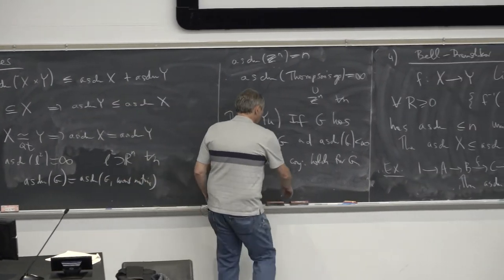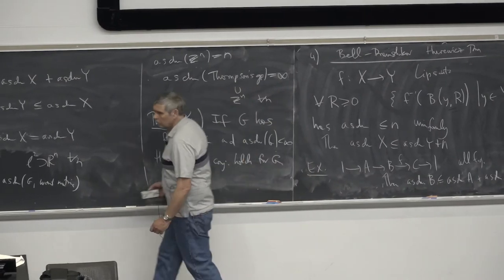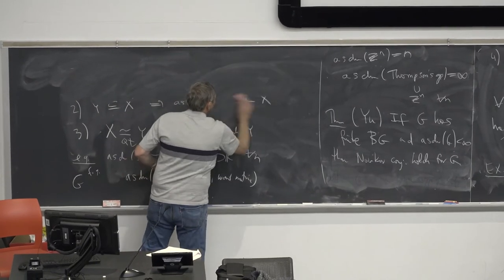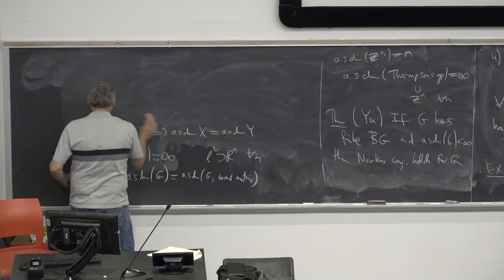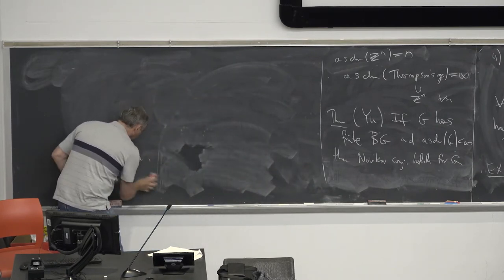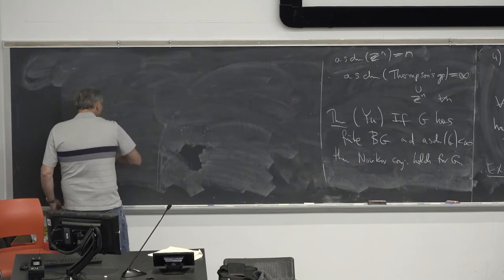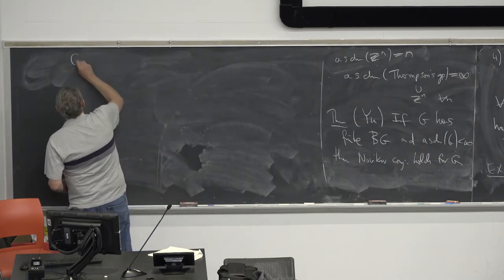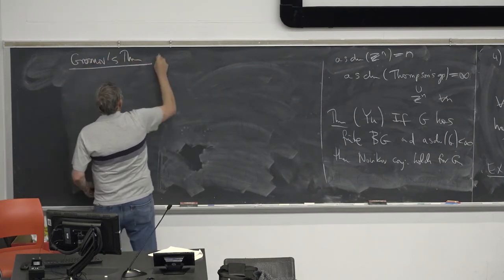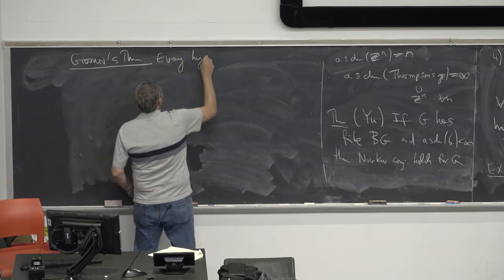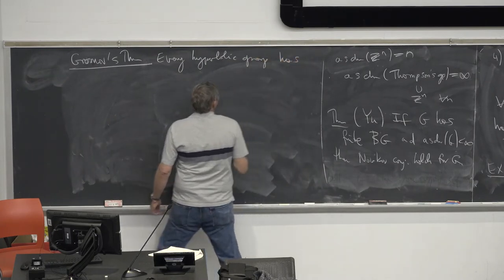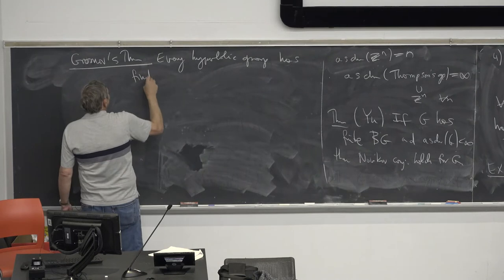Let's see. So I guess I want to now talk about Gromov's theorem, about asymptotic dimension. And this is really an excuse to introduce hyperbolic groups. That's a very important class of groups in geometric group theory. So Gromov's theorem: every hyperbolic group has finite asymptotic dimension.